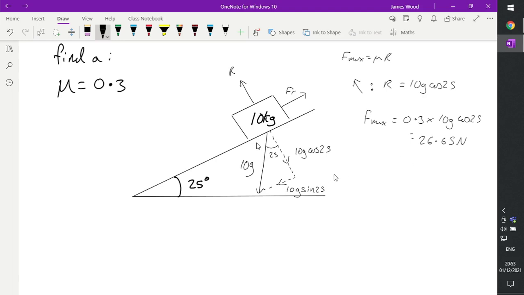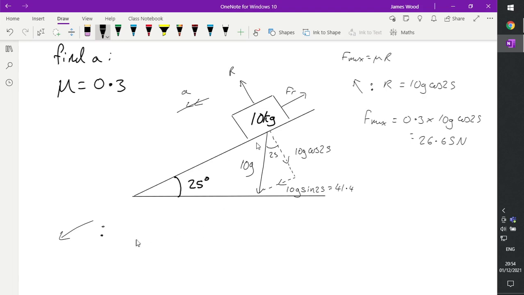Let's see if it will be at its maximum or not. Let's compare it to this value here, because this is the force that is pulling it down the slope. So 10 times 9.8 times sine 25, that's 41.4. So that's much bigger than the frictional force. So yes, it's definitely going to be accelerating down the slope, and the friction is going to be at a maximum. Okay. So now we can resolve and find out what a is.